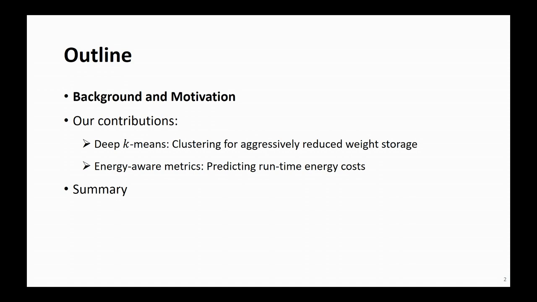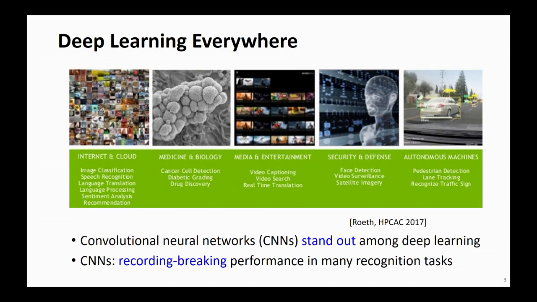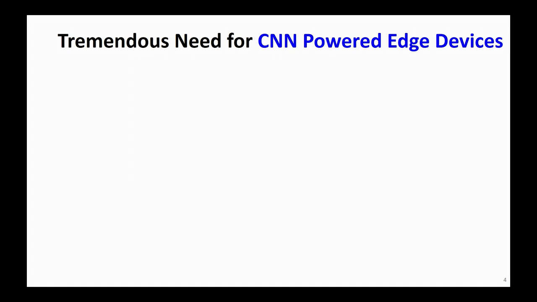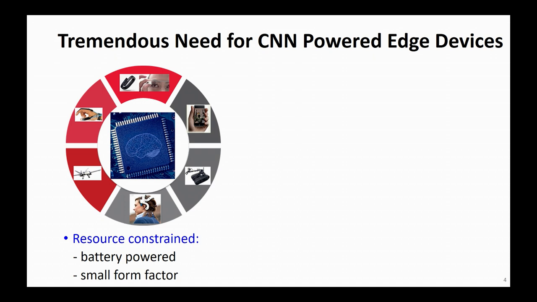So let's look into the work's background and motivations. As we know, deep learning has made a big impact in many applications over the past few years, and among all of these algorithms, convolutional neural networks stand out as the most powerful algorithms in many applications due to their record-breaking performances. Therefore, there has been a tremendous need to bring such powerful CNNs to mobiles and IoT devices at the edge, where these devices are often resource constrained due to their battery-powered property and small form factor.